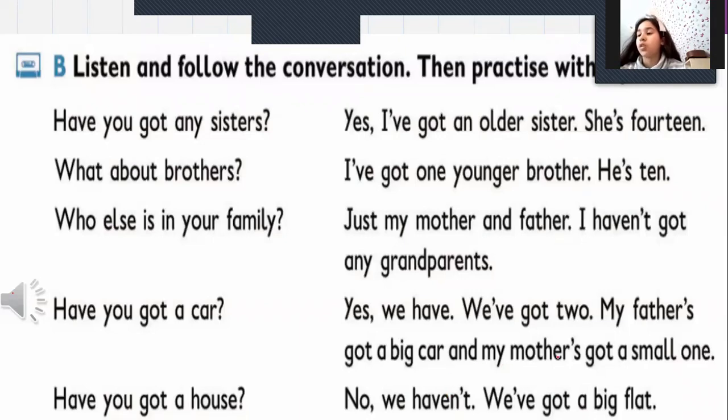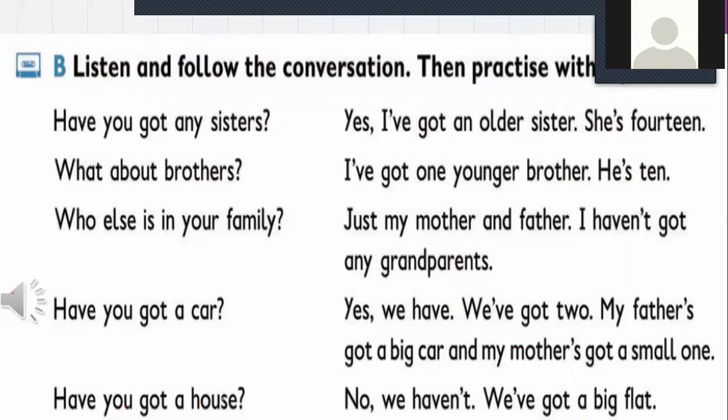My father's got a big car and my mother's got a small one. Teacher, have you got a house? No, we haven't. We've got a big flat.